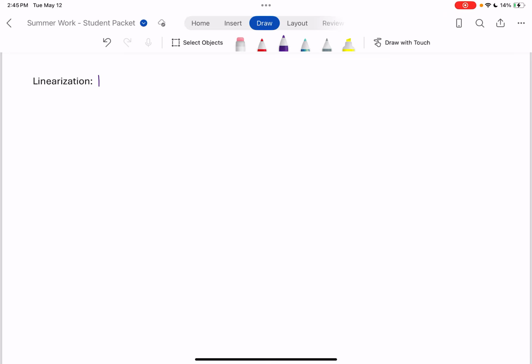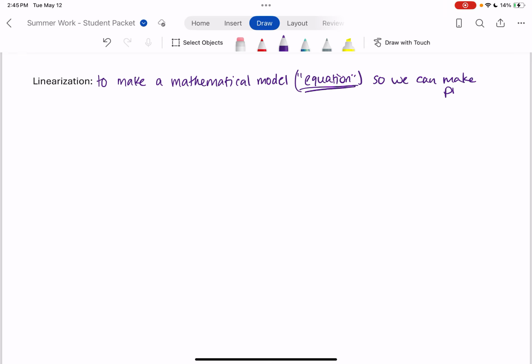So why do we linearize? We want to build a model, or, well, we want to make a mathematical model. That is just a fancy word for equation, because that mathematical model or equation allows us to make predictions. And that's really a main goal in physics, to be able to collect data, look at data, analyze it, and make predictions for the future.